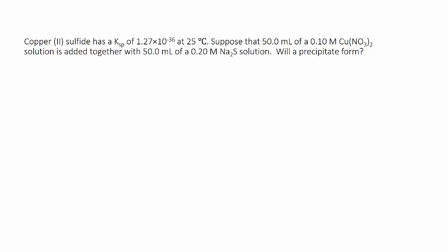Okay, in this problem we're asked to see whether a precipitate will form, and we're told that we're going to be mixing together copper 2 nitrate and sodium sulfide. Just to give you an idea of what we're doing here, I'm going to skip right to the net ionic equation. We're mixing together this copper ion and the sulfide ion. Of course, this is the pertinent part.